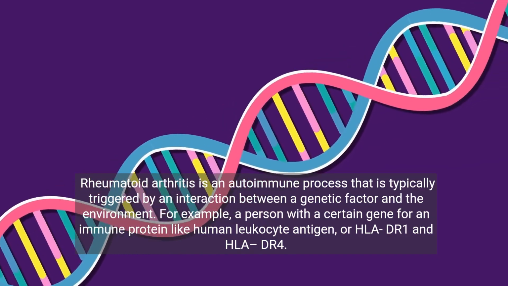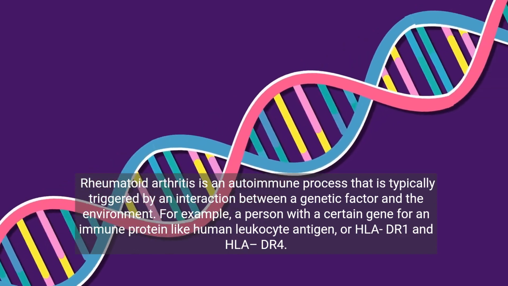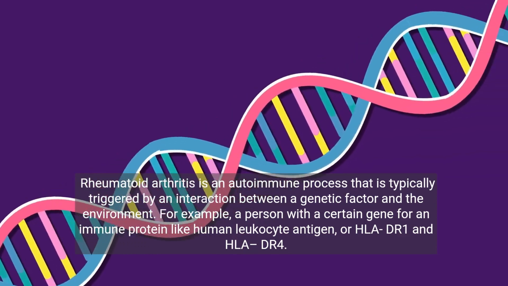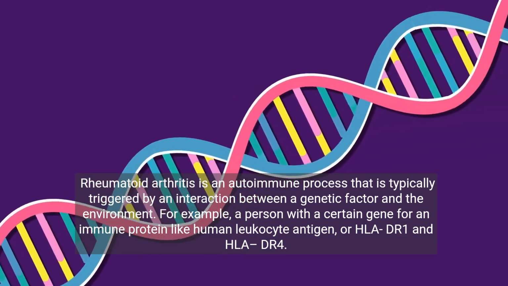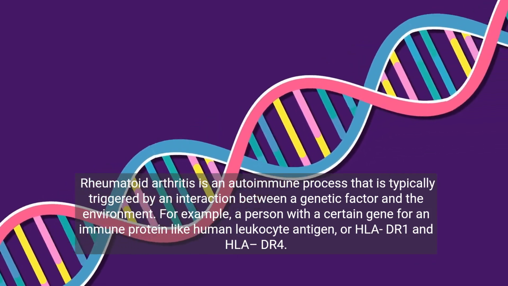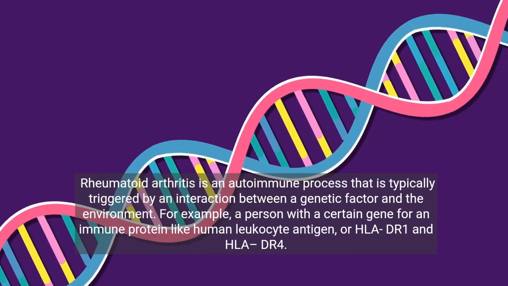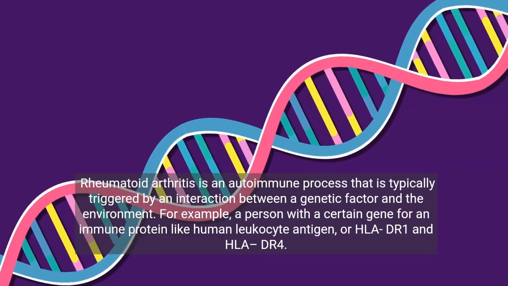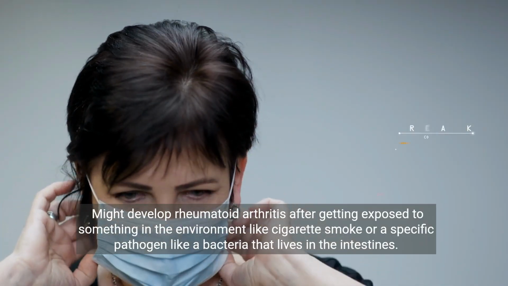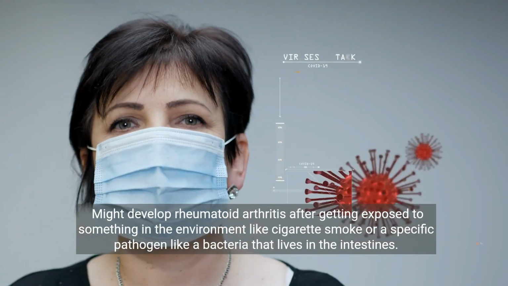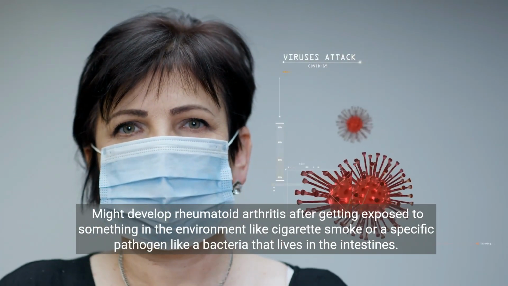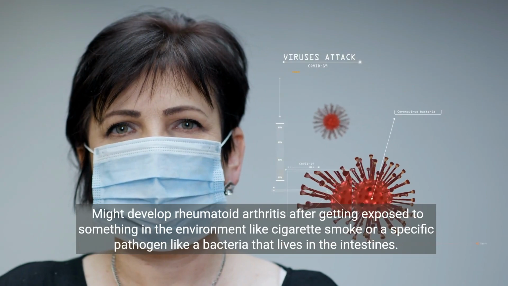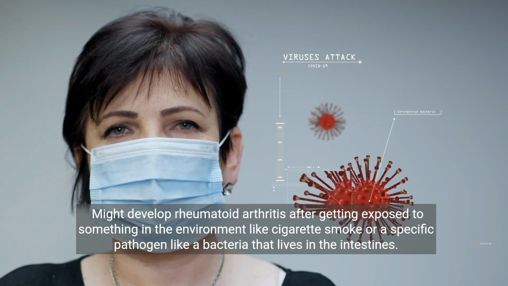Rheumatoid arthritis is an autoimmune process that is typically triggered by an interaction between a genetic factor and the environment. For example, a person with a certain gene for an immune protein like human leukocyte antigen, or HLA-DR1 and HLA-DR4, might develop rheumatoid arthritis after getting exposed to something in the environment like cigarette smoke or a specific pathogen like a bacteria that lives in the intestines.